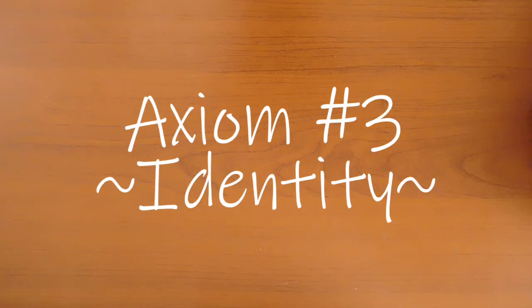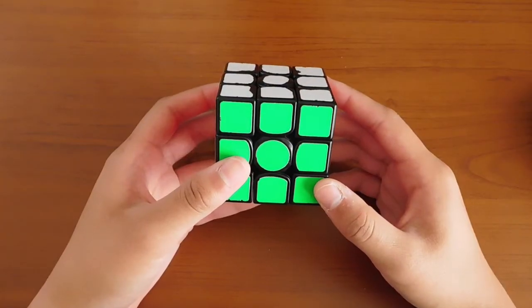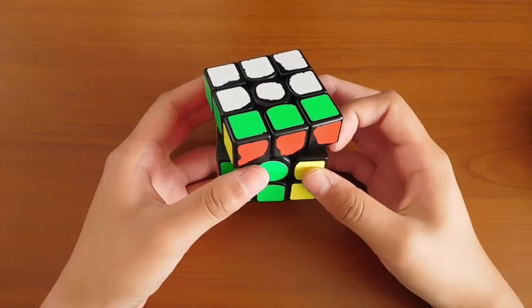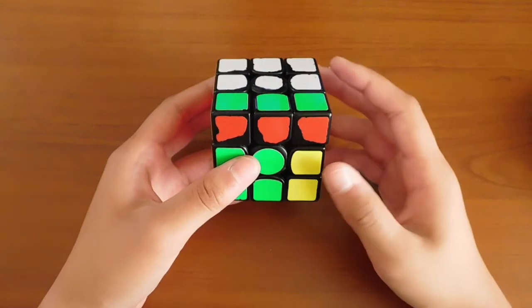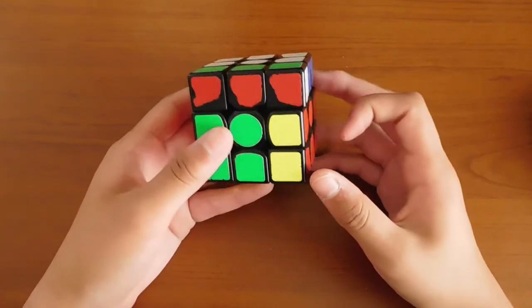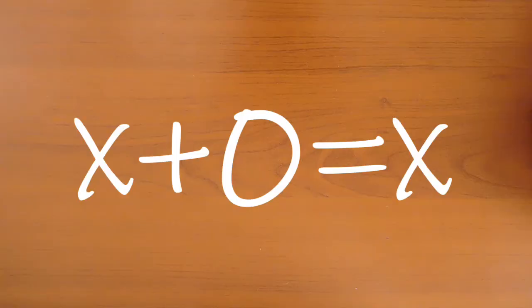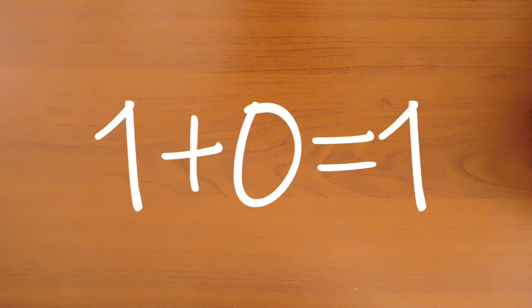The third axiom is identity. There's an identity element in the set that keeps the set unchanged. If I do the moves R and U and then don't turn anything or rotate the cube in my hands, the cube stays in the same position it is until I move it again. With numbers, the identity property is that when you add 0 to any number, the number's value does not increase or decrease. It just stays the same. For example, 1 plus 0 equals 1.